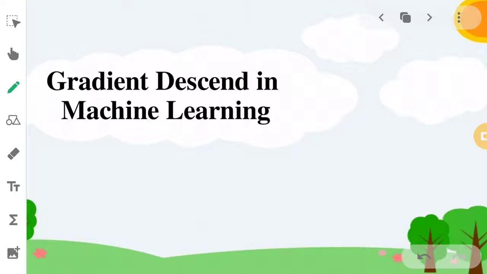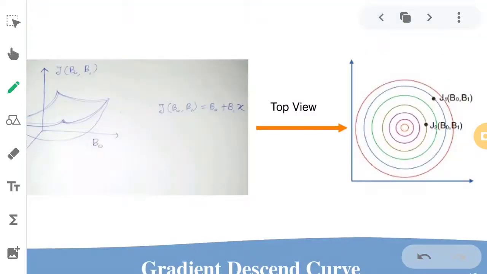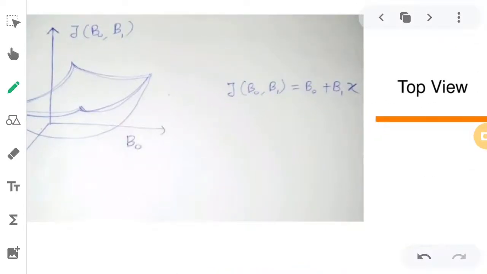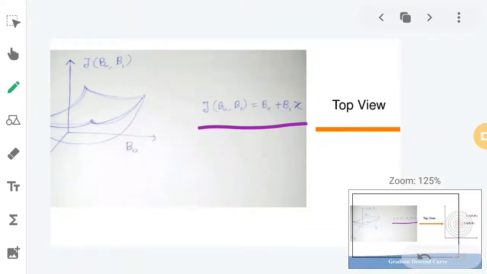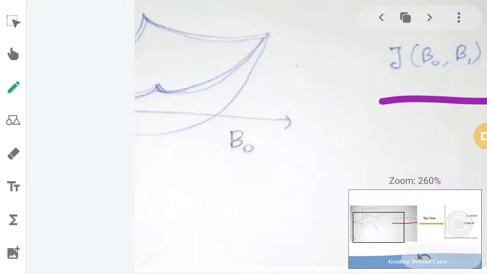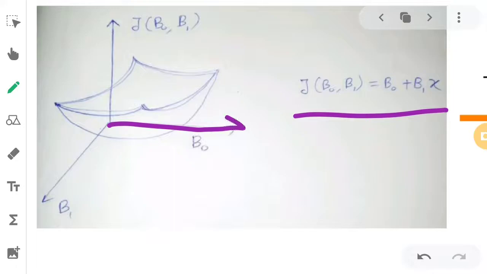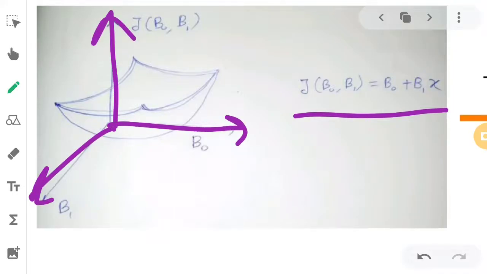Now gradient descent in machine learning. Suppose this is the equation J(b0, b1) equal to b0 plus b1x. If we plot this curve, this is the b0 axis, this is the b1 axis, and this is J(b0, b1). The value of J depends on b0 and b1 for constant x.